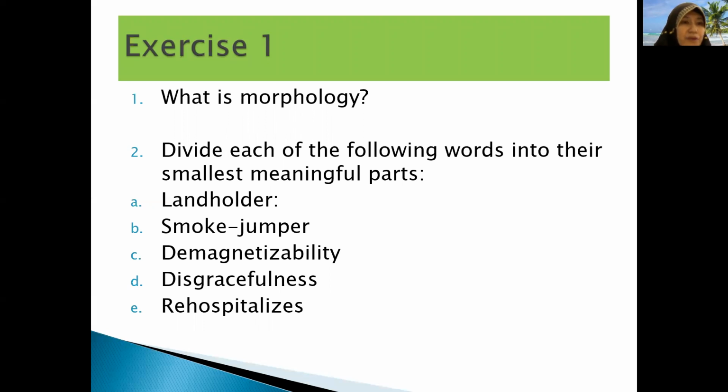Okay, from the book, we have exercise 1. So the student should define what morphology is based on your background knowledge. And then the second question, divide each of the following words into their smallest meaningful parts. The first is landholder. The second one is smoke jumper. The third one is demagnetizability. The fourth is disgracefulness. And the last one is rehospitalizes.